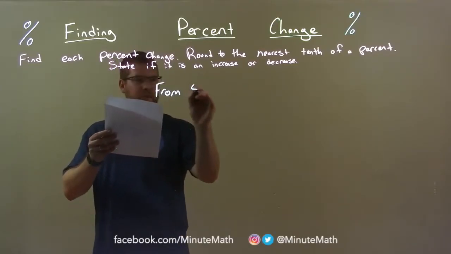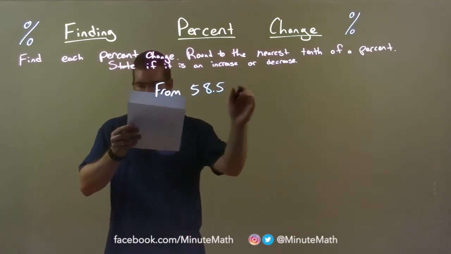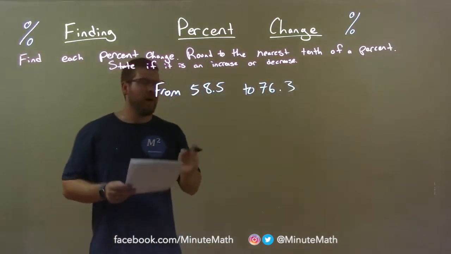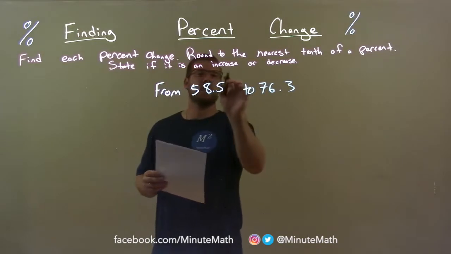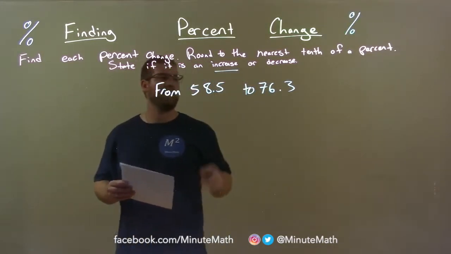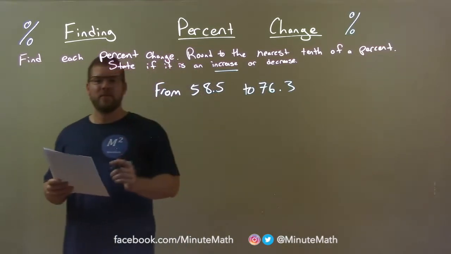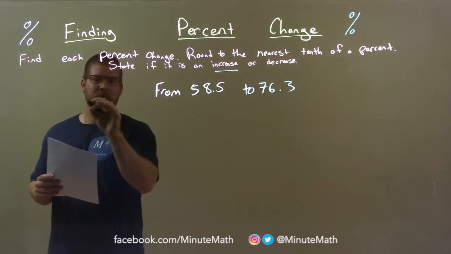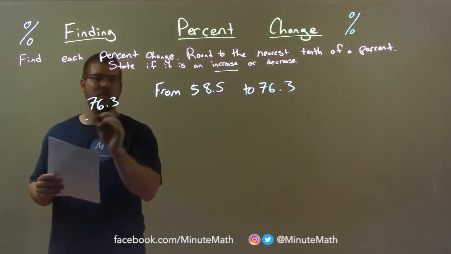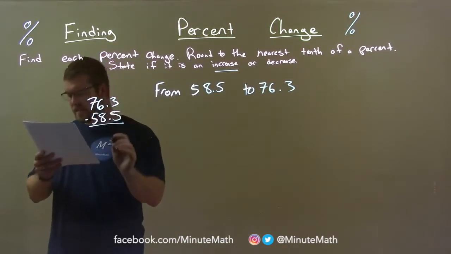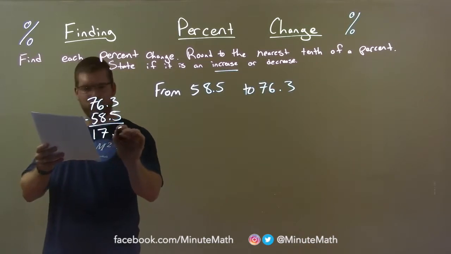From 58.5 to 76.3. Well, clearly this is an increase. We're increasing from 58.5 to 76.3. Now, find the difference between the two. Grab the larger number, 76.3, subtracted by the smaller number, 58.5, and that difference comes out to be a 17.8.